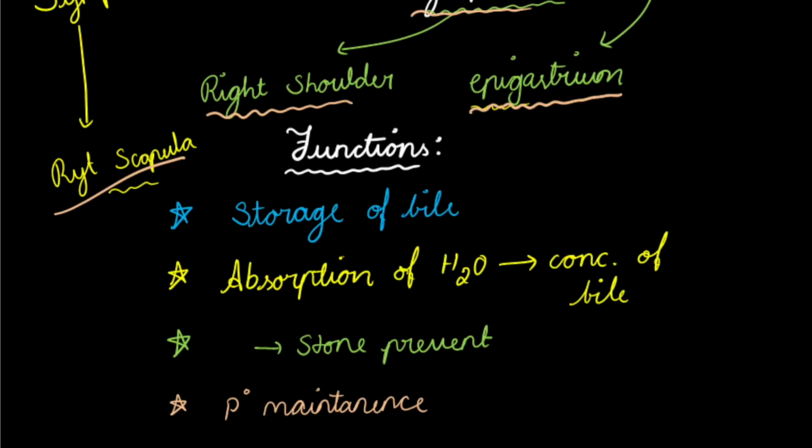So now regarding the functions of gallbladder, the main function is storage of bile, then absorption of water, which leads to the concentration of bile, and it prevents stone formation by absorbing the cholesterol and bile salt, and it helps in the pressure maintenance of the extrahepatic biliary apparatus by contraction and dilatation of gallbladder.